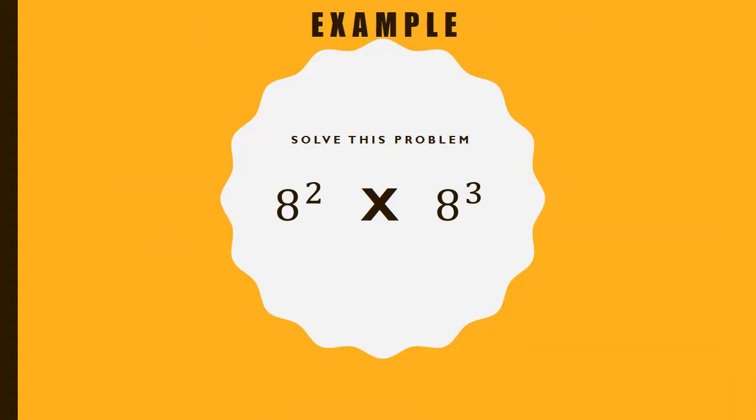So we're going to solve the following problem: 8 squared times 8 to the third. Now, I don't really care about the value. We just want to rewrite this so it's just 8 to the something instead of having two 8 to the something being multiplied together.